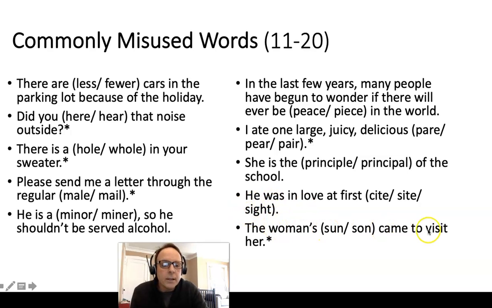The woman's son came to visit her. This is like the sun in the sky, and this is like the son the woman had. So S-O-N would be the correct choice.